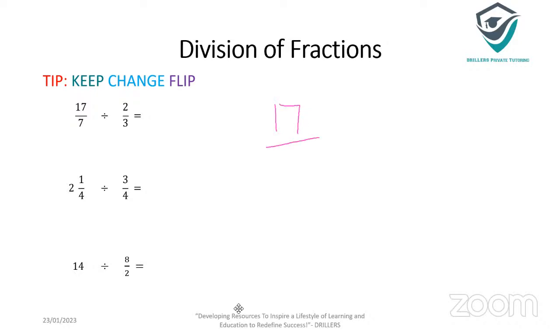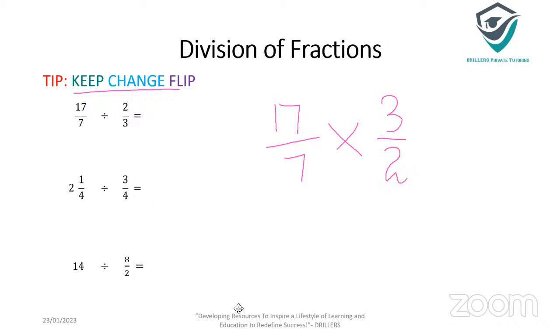So now we're going to move on to our tip. We're going to keep the first fraction. We're going to change that division sign to multiply. And then we're going to flip the second fraction. That's what reciprocate means, to do the opposite or to flip. So we are finding the reciprocal of the divisor. Basically we're just flipping it. So if we have 2 over 3, when we flip, we're going to end up with 3 over 2.